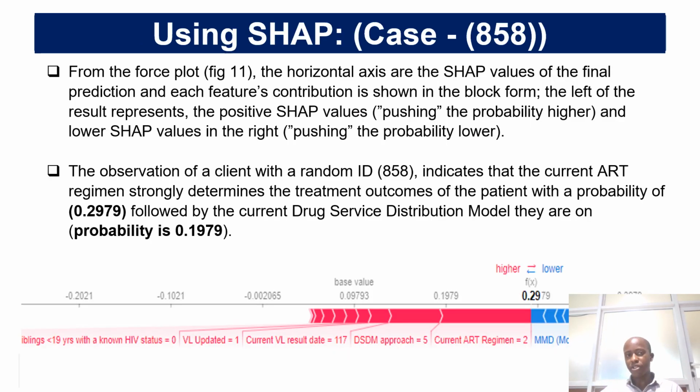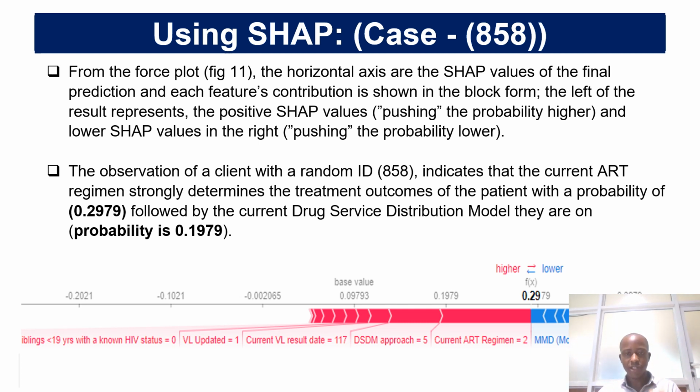Well, SHAP is a collection of algorithms. It basically helps you to determine the key features, the relevance of each key feature towards a given target. So what we did here is that we sampled a client randomly, and this client ID was 858.